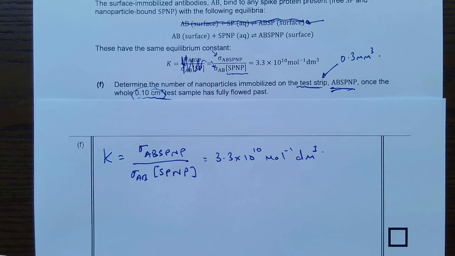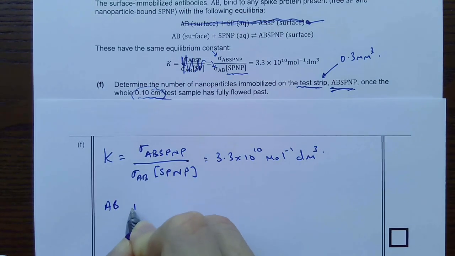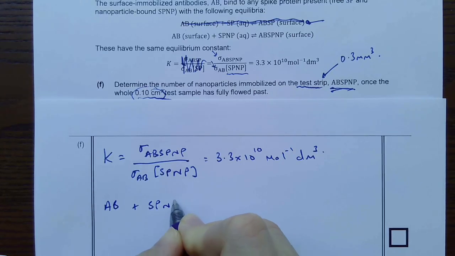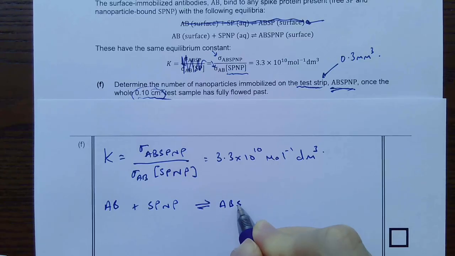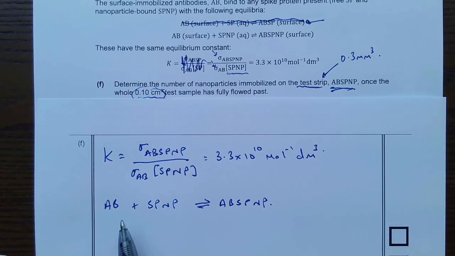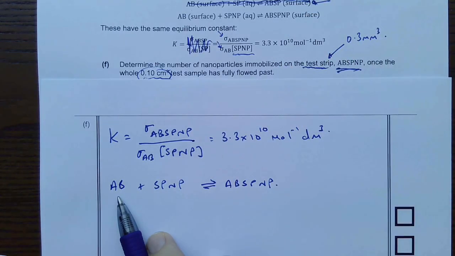Let's write out our equilibrium. AB plus SPNP in equilibrium with AB, SPNP. And it's just going to be the same thing again, right? As long as I know the number of this and the number of this, there's 0 of this to start with, I'm going to consume one of these, and make one of these. So it's going to be minus x plus x. Fine. So, do I know the number?